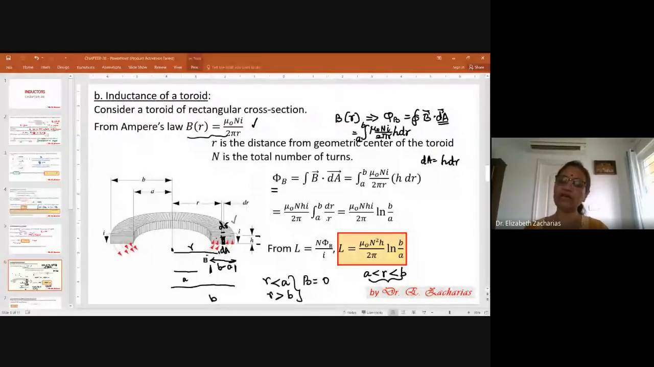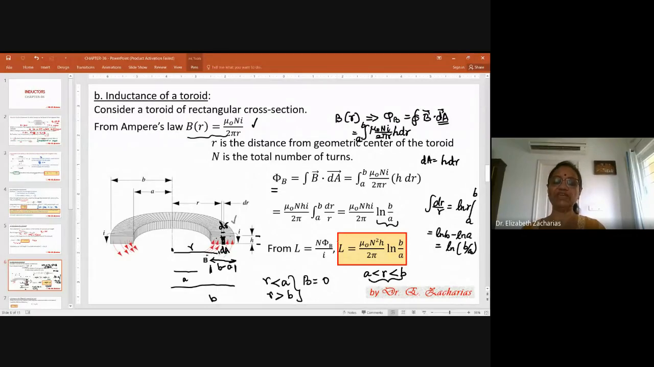You know that integral dr by r is log r, limits a to b. So what will this be? Log b minus log a, which is log of b by a. So you finally get this as your phi B.